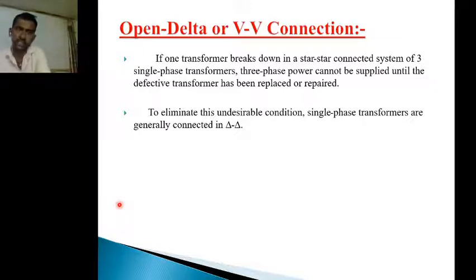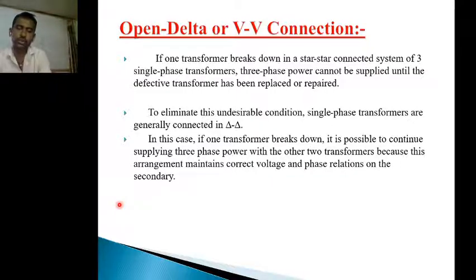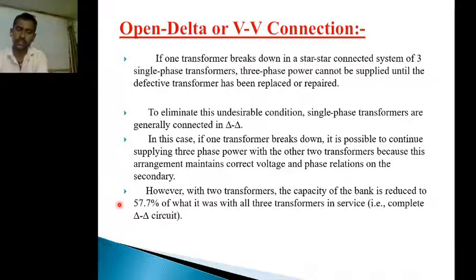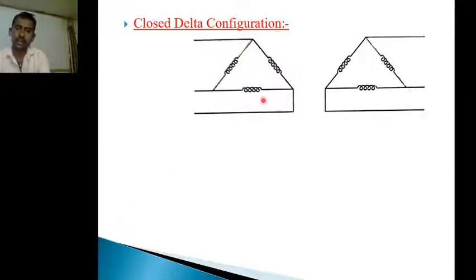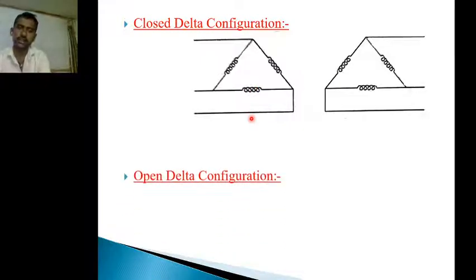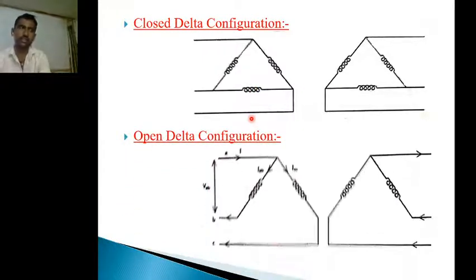In this case, if one transformer breaks down, it is possible to continue supplying power with the other two transformers, because this arrangement maintains the correct voltage and phase relations on the secondary. However, this provides 57.7% of the normal delta-delta connection with three transformers. The connection diagram for the open delta transformer is as shown in the figure. Here we have the delta-delta connection, and suppose this phase is damaged, then the open delta configuration is as shown in the figure.